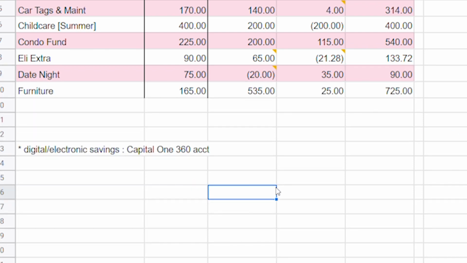So furniture started off with $165 in there. In May is when I made that big contribution to the furniture category, the $500 from my tax refund, and then $35 on the second round of May. And then in June, we added nothing for the first paycheck and $25 for the second.